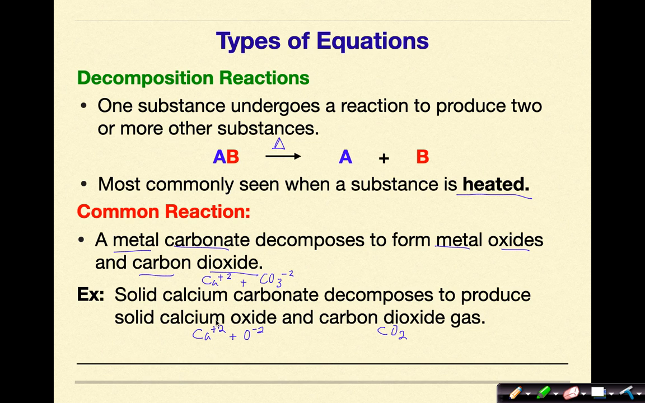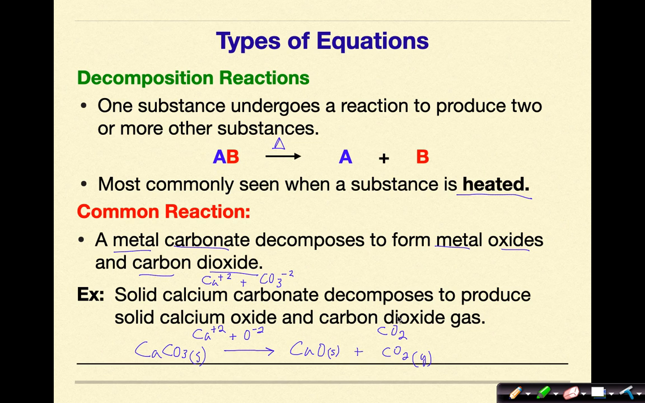Solid calcium carbonate, let's look at our ions, Ca plus 2 and CO3 minus 2, that's a 1-to-1 ion ratio. So the formula of this metal carbonate, namely calcium carbonate, will be CaCO3. We're told it's a solid. Let's include that state of matter. It's a lowercase s there. To produce arrow, solid calcium oxide, 1-to-1 ion ratio of these component ions, solid, and carbon dioxide CO2 gas. This does fit the general form of a decomposition reaction.